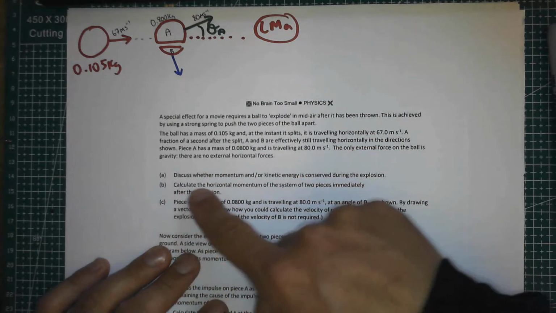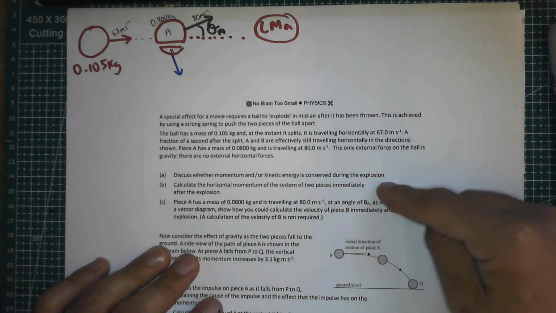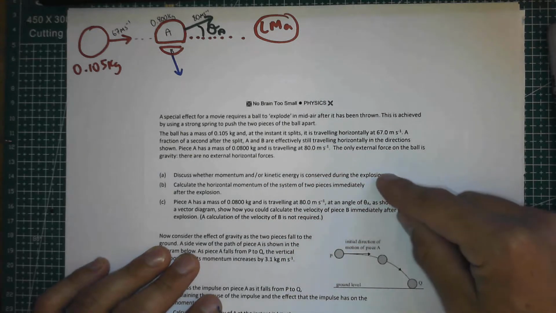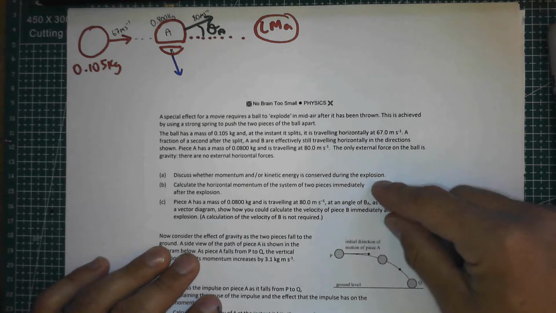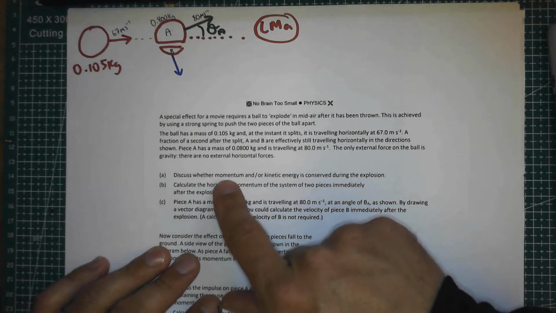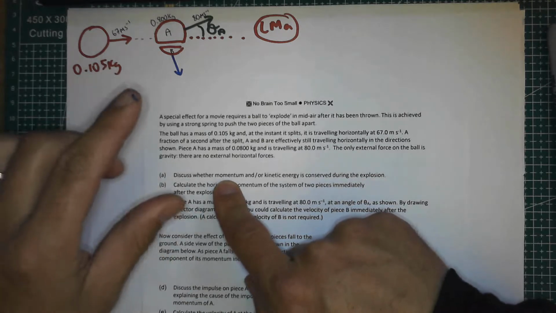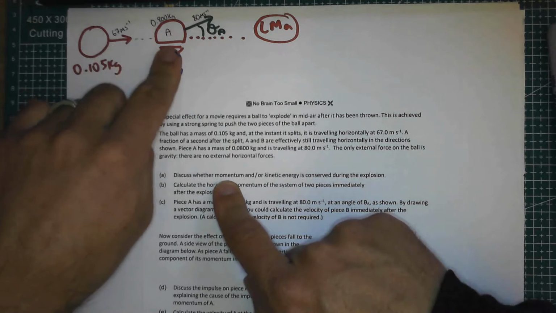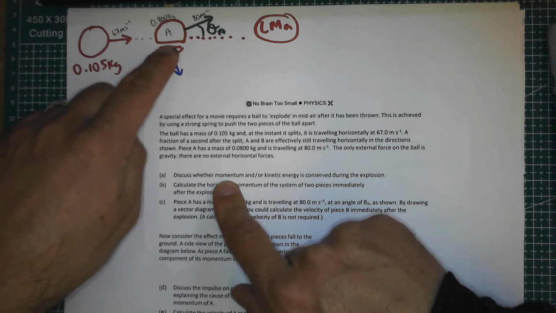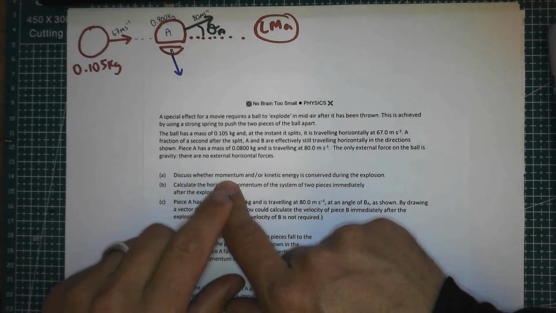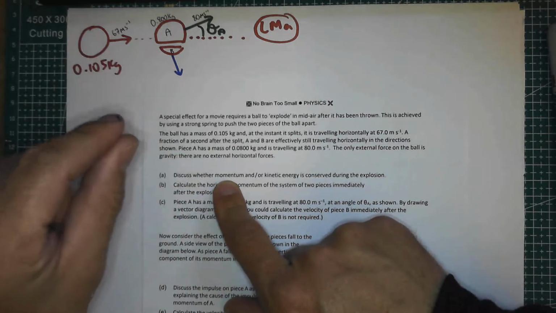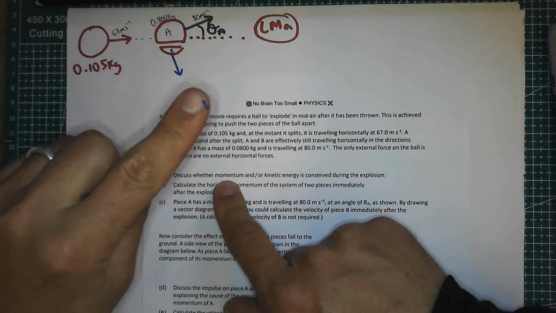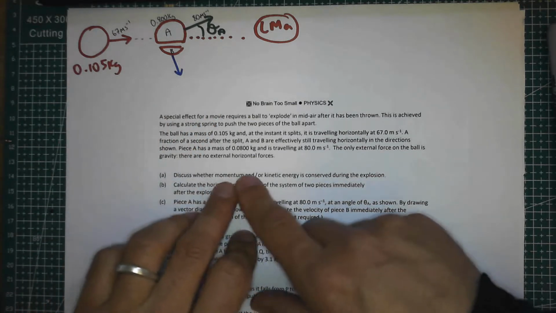For question A, discuss whether momentum and/or kinetic energy is conserved during the explosion. This is a bit tricky. There is an external force acting, so you could say that momentum is not conserved. But if this happens instantaneously, going from not moving apart to moving apart instantaneously, which is physically impossible, then the momentum will be conserved because this is an internal force. But the whole time, weight force is acting, so you can go either way with the momentum.